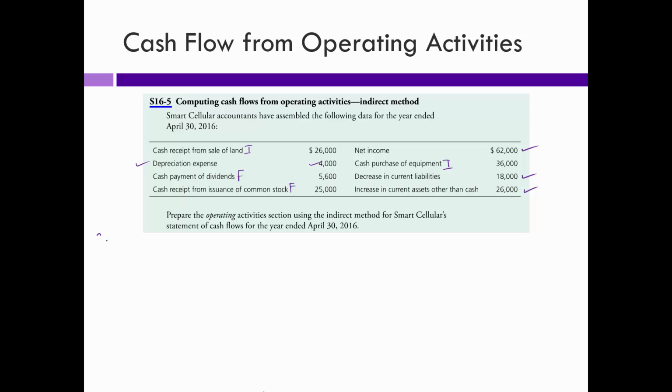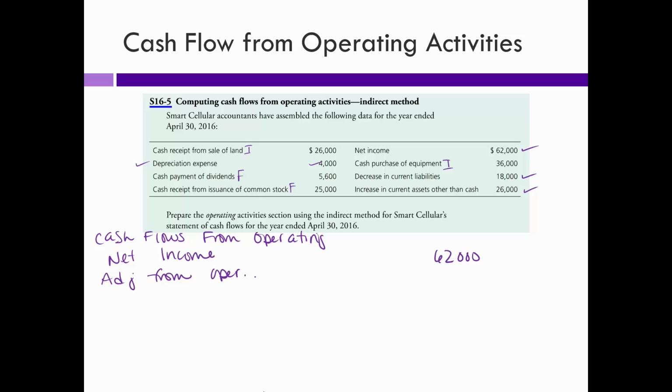So we always start with cash flows from operating. And then I always start with net income, which is 62,000. And then I think the real title of this line should be adjustments to reconcile net income to cash provided by operating activities, but I will just say adjustments from operating activities. First thing I always do is add back in that depreciation expense. That's a plus, so I add that here.